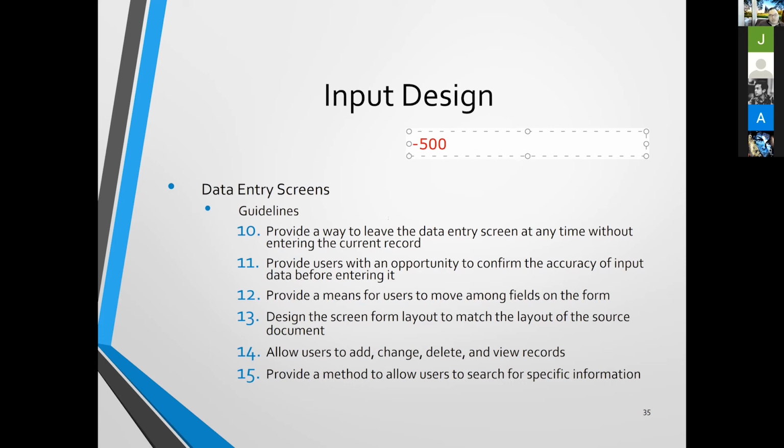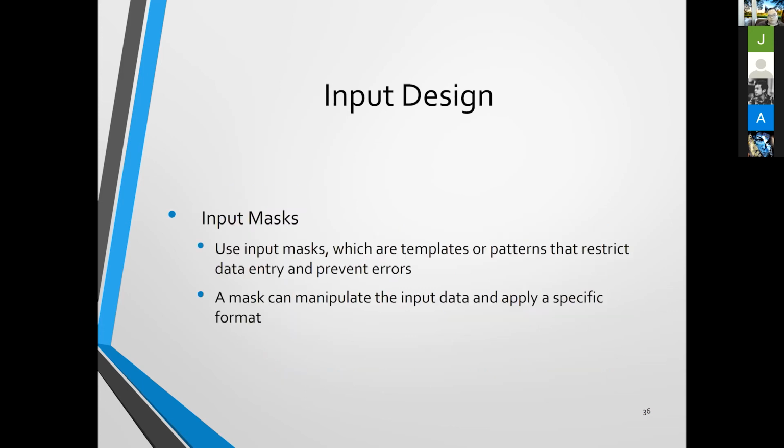Number 14, allow users to add, change, delete, and view records before they submit. Number 15, provide a method to allow users to search for specific information. That means you may have a help or a find button that the customer can use to search for specific information that they want to go to, or a field that they already entered. You may provide them with that kind of thing.